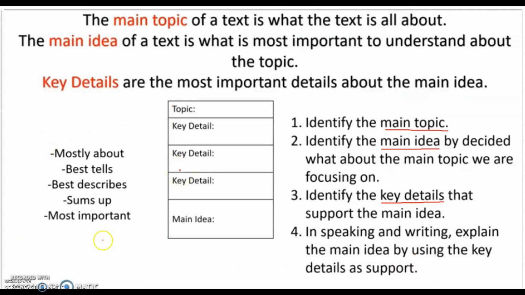We might use words and phrases just like these when we're speaking and writing about a text. We might say mostly about, best tells, best describes, sums up, or most important.